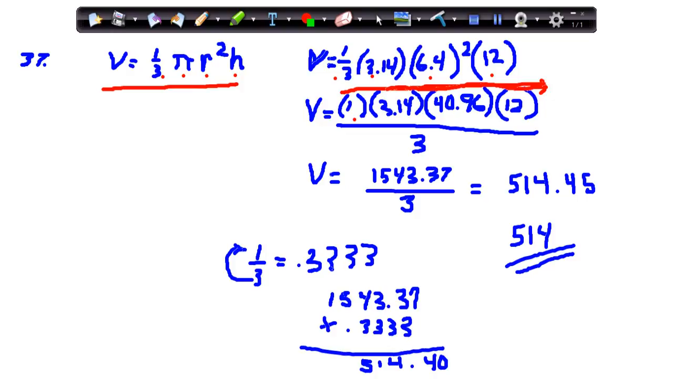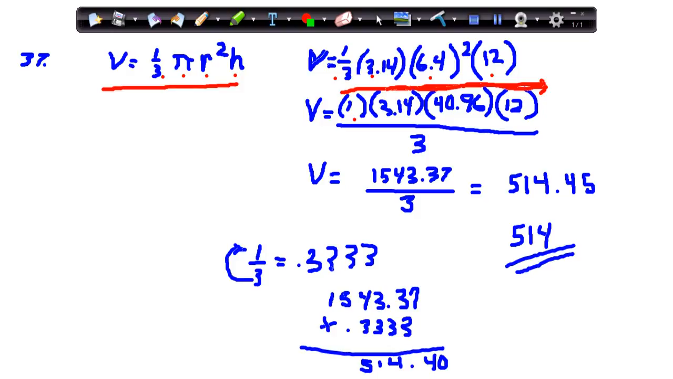1 times 3.14 times 40.96 times 12. Put it in your calculator just like that, because it doesn't matter when you multiply. You can put it in any order. It's going to come out the same. It's like saying 2 times 4 or 4 times 2. It's the same. Okay, and then once we got that set over 3, we got our answer.